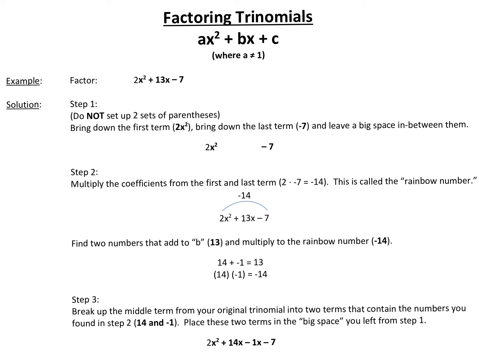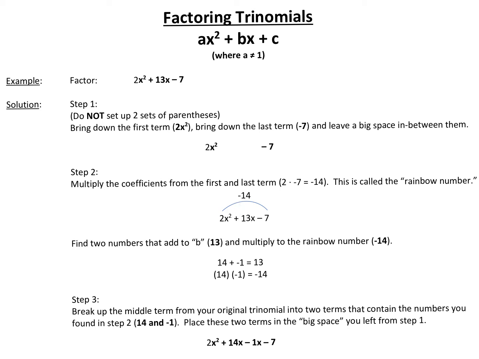All right, so let me backtrack a minute. If you go back to the original example, see right here? What we need to do in order to figure out what two terms we're going to put in the middle, what we first do is we find what we call the rainbow number. And this is why some people call it the rainbow method. The rainbow number you get by multiplying the first coefficient and the last one. Okay, you're going to multiply the number in front of the first term and your last one, the number here. So 2 times -7 is -14.